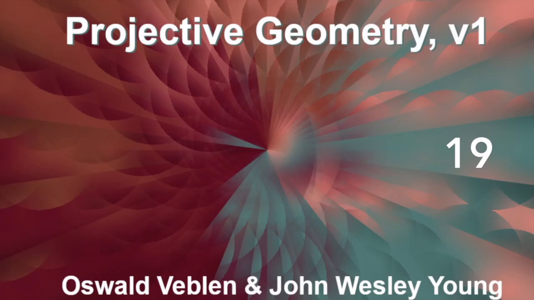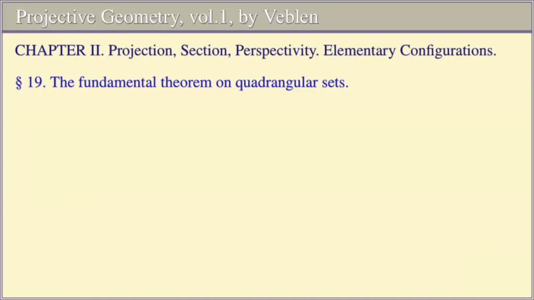Projective Geometry, Volume 1, by Oswald Veblen and John Wesley Young. Chapter 2, Projection, Perspectivity, Elementary Configurations. Section 19, The Fundamental Theorem on Quadrangle Sets.